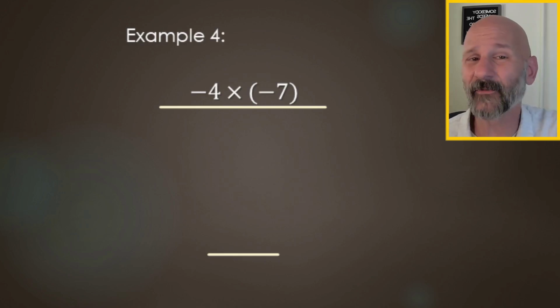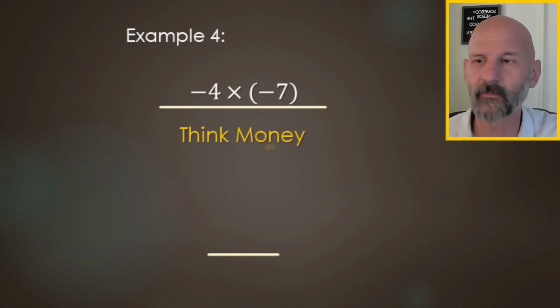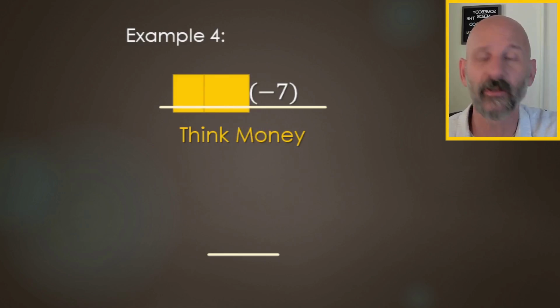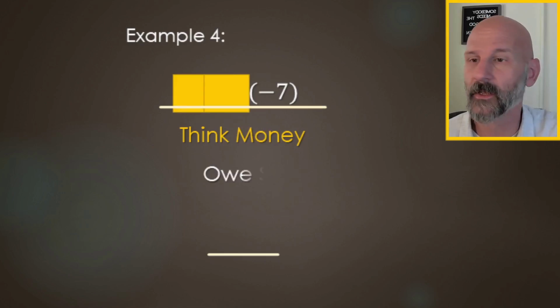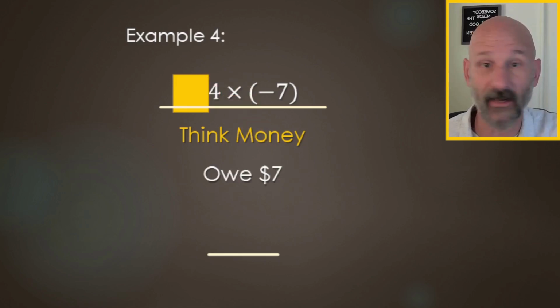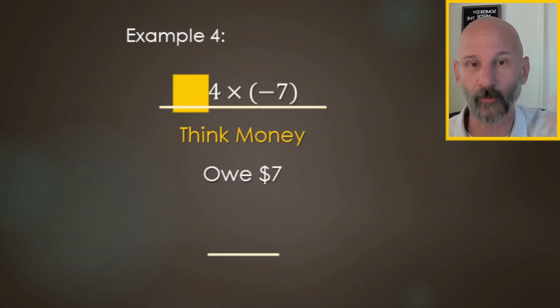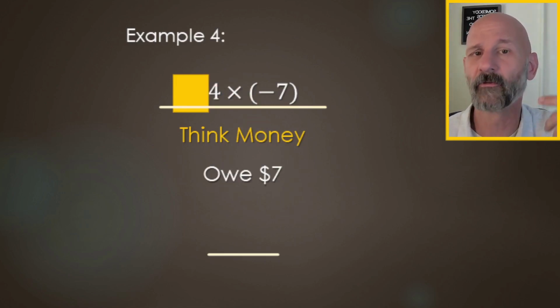Here we have a negative times a negative. Now this is a little bit tricky here. So let's go back. We're still thinking money. Here we go. So what is a -7? You have to pay 7. Okay. You have to pay 7. You owe 7. To how many people? To 4 people, right? So you're going to end up having to pay $28.